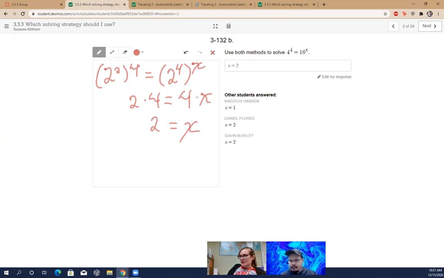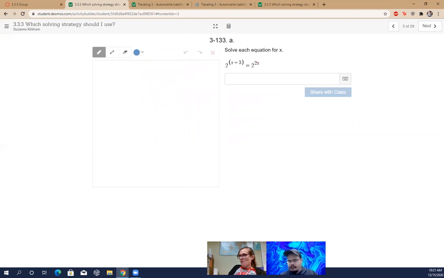All right, page 3. Solve each equation for x. So we just need to solve for x. We've got 2 to the x plus 3 power equals 2 to the 2x power.